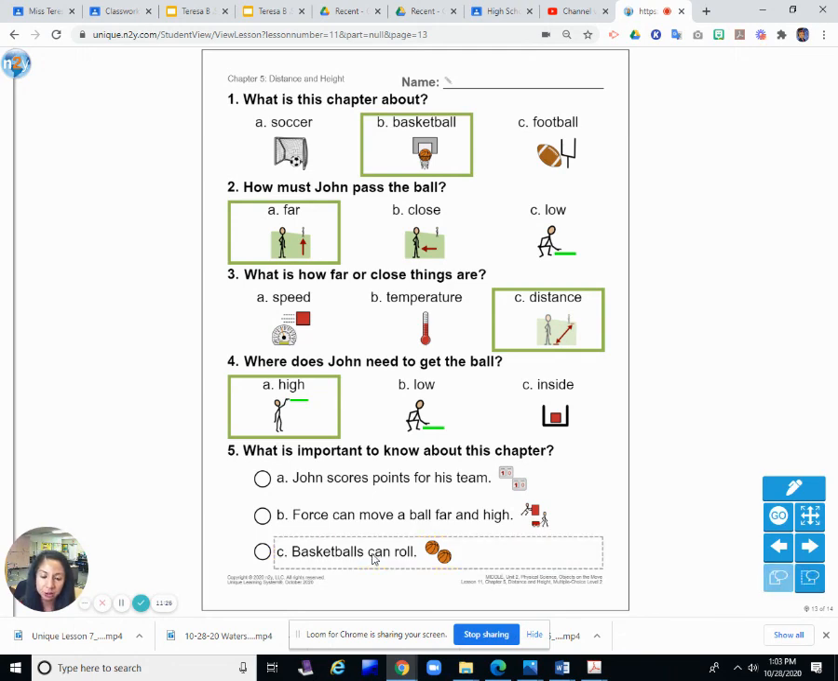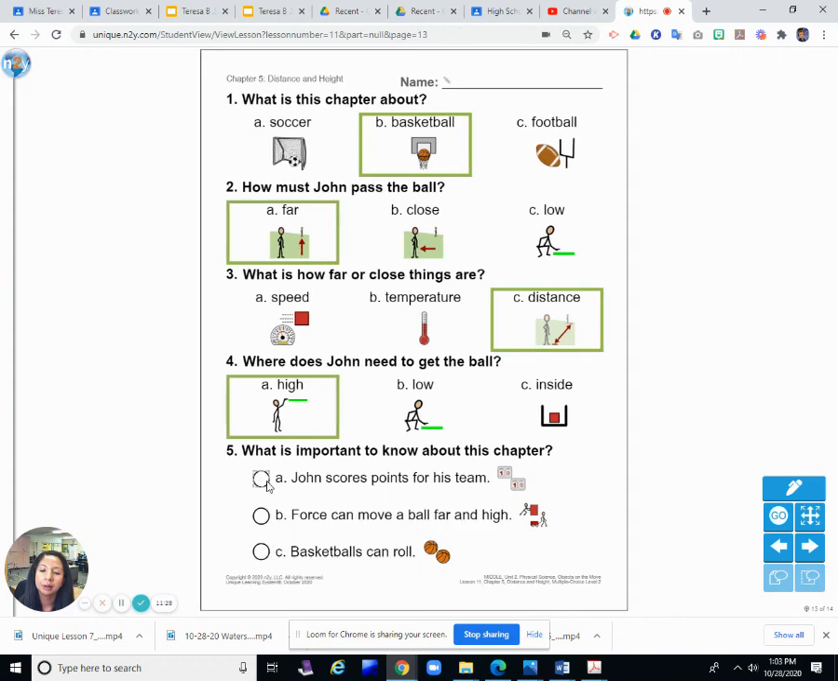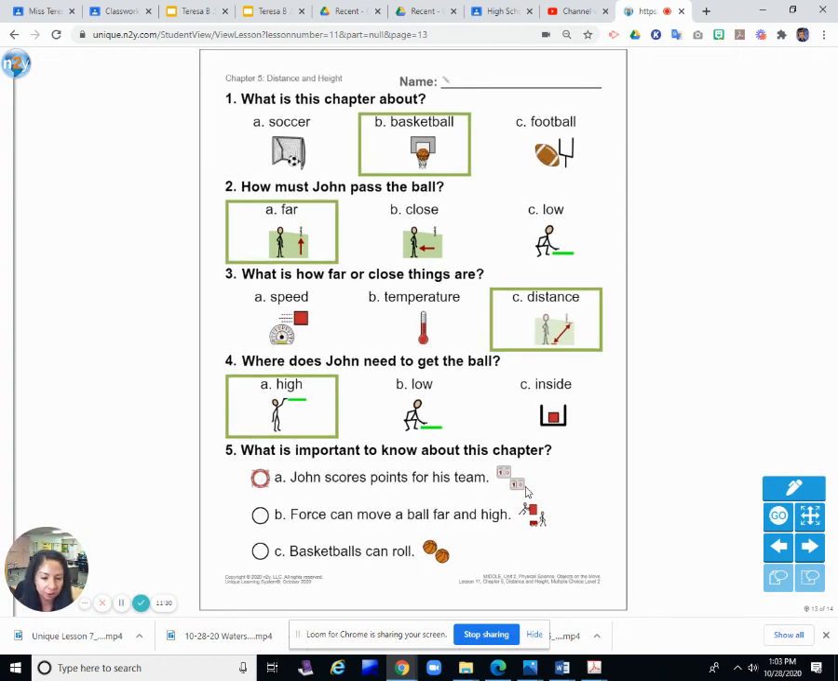Okay, what is the most important thing we learned in this chapter? A, John scores points for his team. No. B, force can move a ball far and high. Okay, so that is chapter 5. And we will continue reading the rest of the chapters tomorrow.